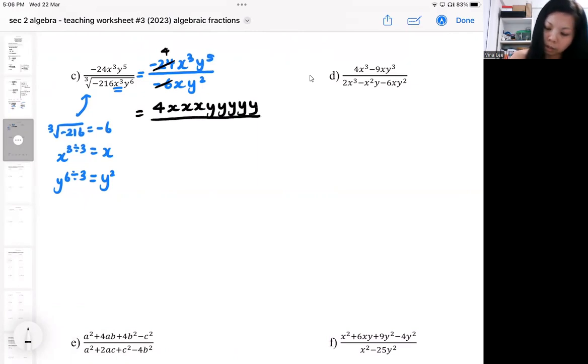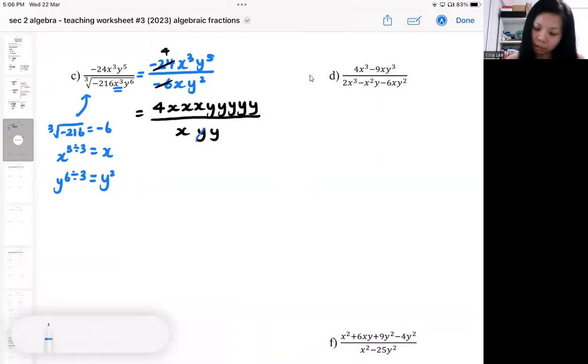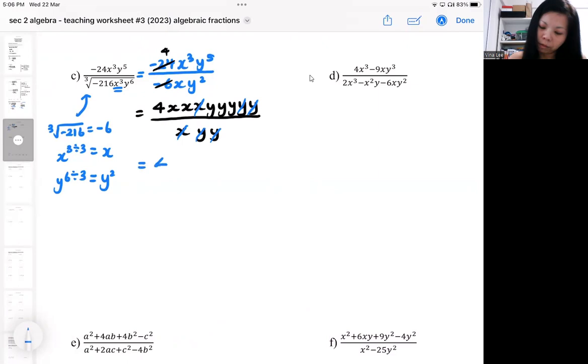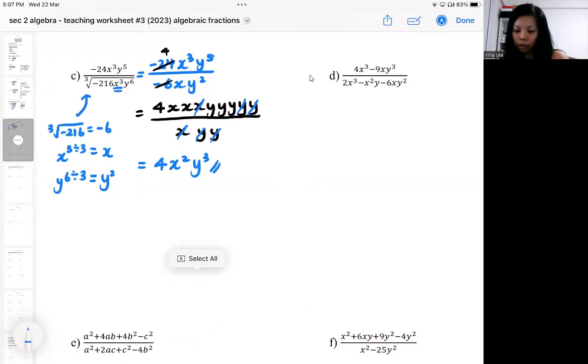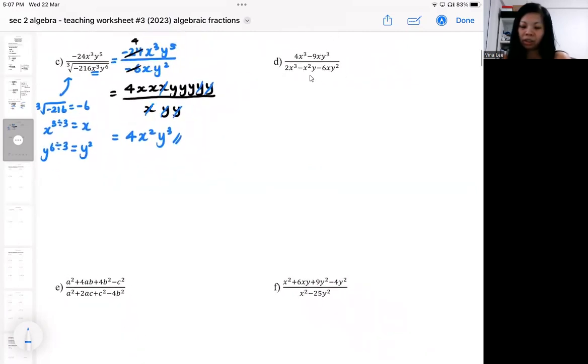I will cancel the number first. So if you need to write out how many products, you write them out. After the cancellation, I'm left with 4x squared and y cubed. Now, for the subsequent 3 questions, I'm going to tell you that the factorization is not so straightforward.